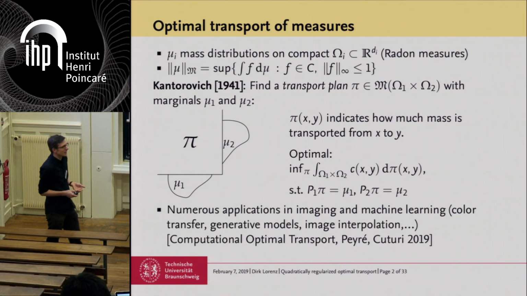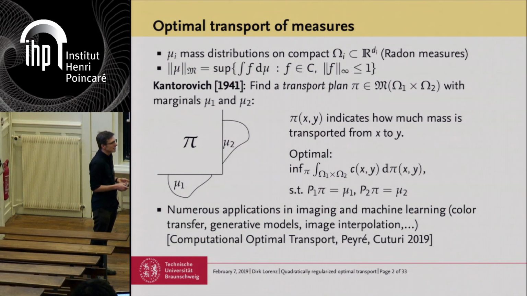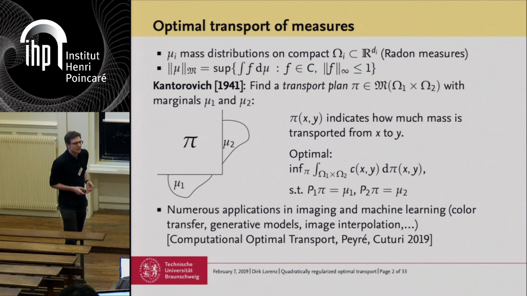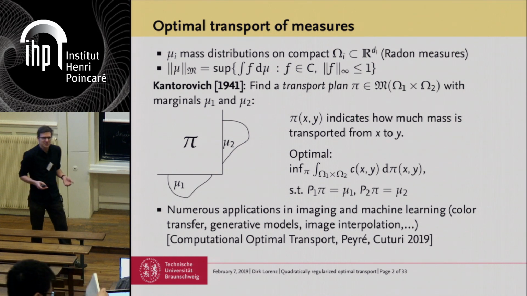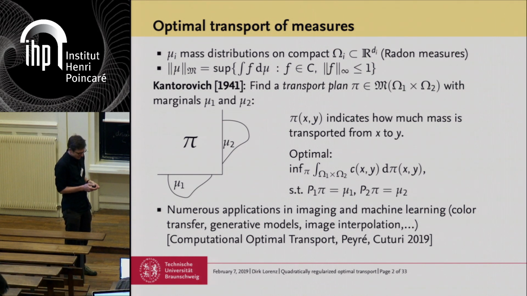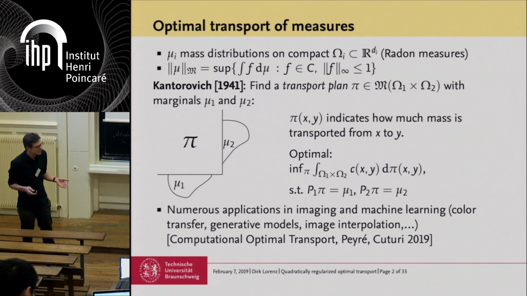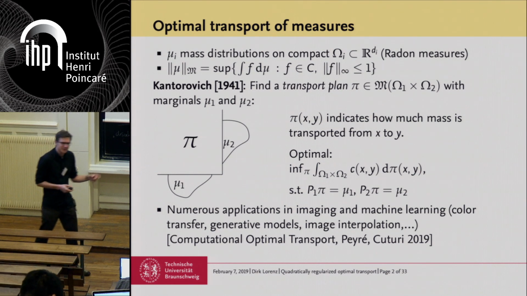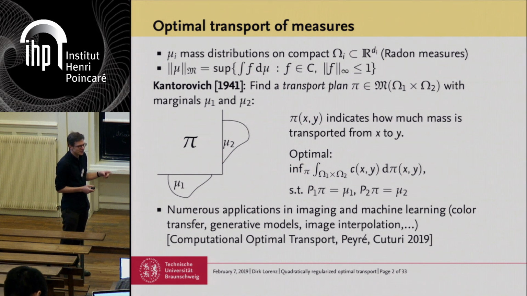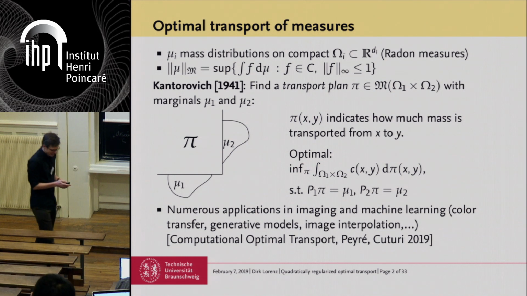There are numerous applications in imaging and in machine learning, like color transfer, generative models, or image interpolation, to name just a few. And if you want a good overview, there's Computational Optimal Transport by Peyré and Cuturi. I think it's a book, appearing in Foundations and Trends in Machine Learning, I guess.